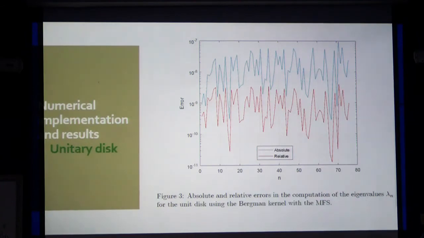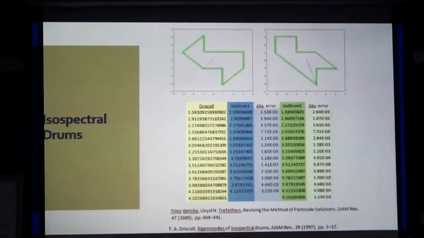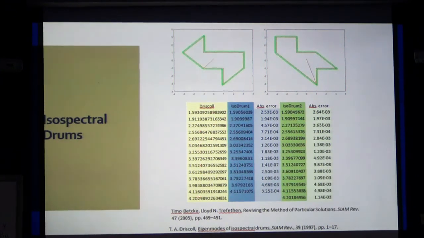So what happens when one considers some non-trivial geometry? Here I can show an example of the so-called isospectral drums, which were used to answer the question: can you hear the shape of a drum? And the answer is no. Two different drums may have the same set of eigenvalues. These two are one such case. And here, for both geometries, we have the same list of eigenvalues.